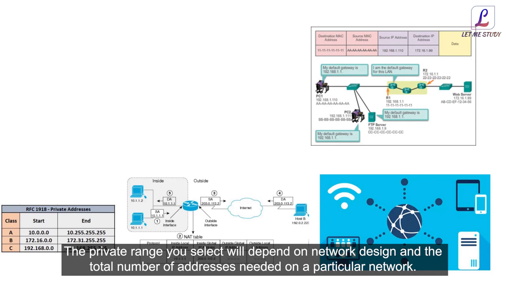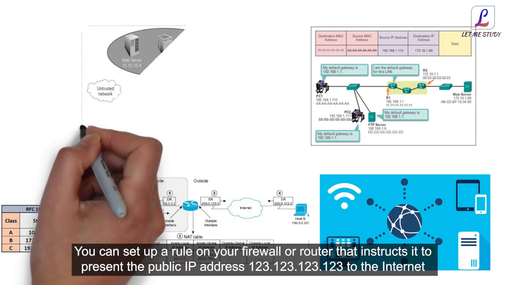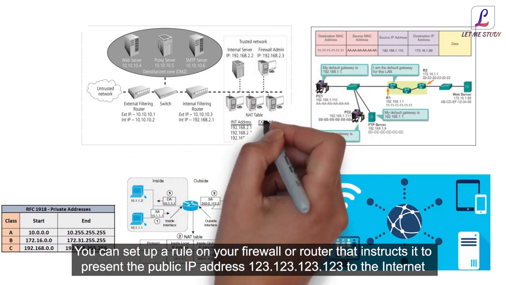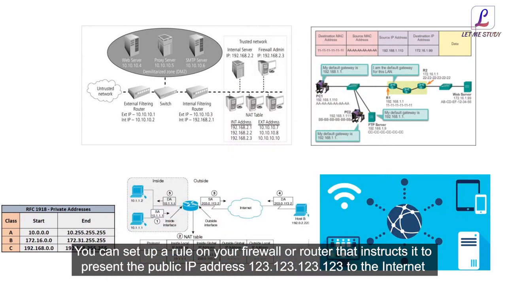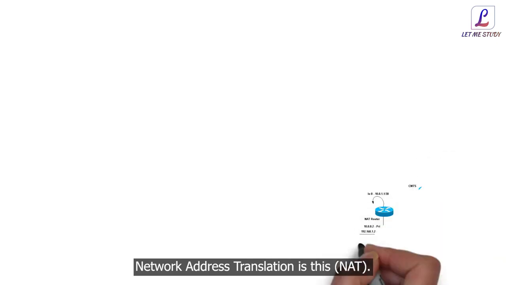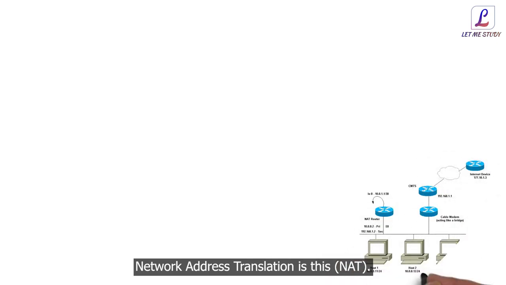You can set up a rule on your firewall or router that instructs it to present the public IP address 123.123.123.123 to the internet whenever you are using a private IP address between, say, 10.10.10.10 and 10.10.10.100. This is network address translation, or NAT.